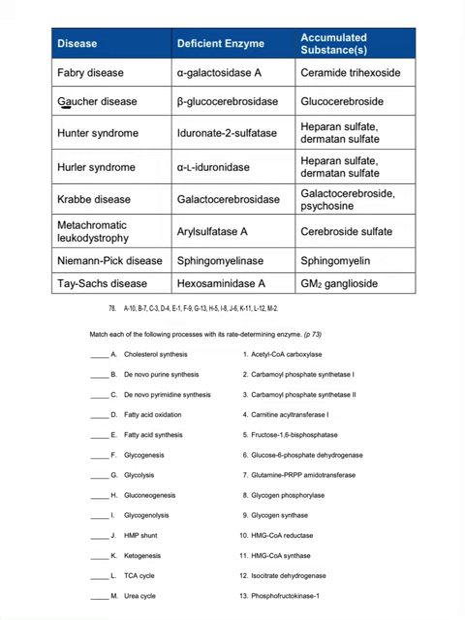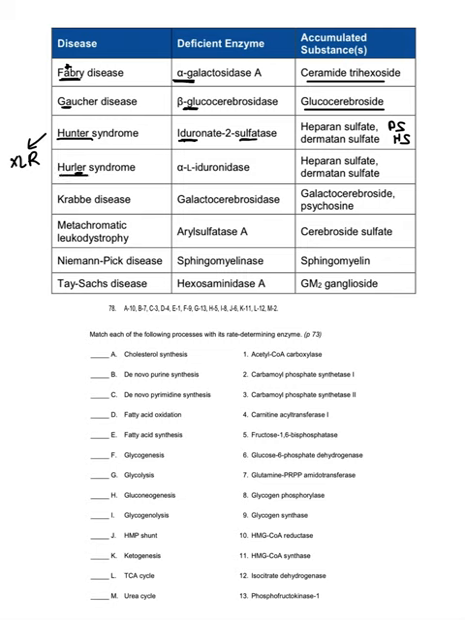You can try yourself. Gaucher's disease is due to beta-glucocerebrosidase, with glucocerebroside accumulation. Fabry's is alpha-galactosidase, with ceramide trihexoside accumulated. Hunter is X-linked recessive, do you remember? And in Hunter the enzyme is iduronate sulfatase, with dermatan sulfate and heparan sulfate accumulation.